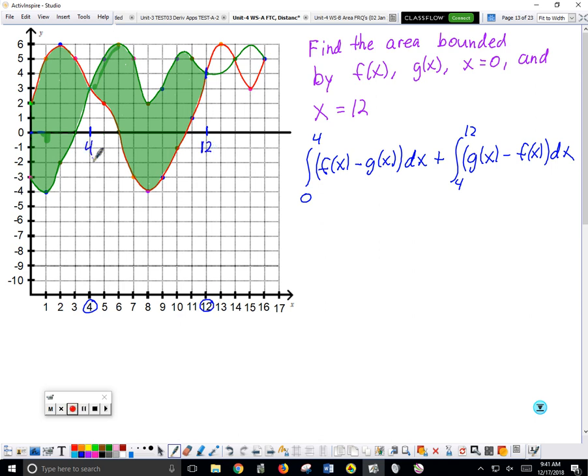So I integrate from 4 to 12. Now the top of every rectangle is formed by g, the bottom by f. So I switch it. 2 points for Cass. Anybody else? Please, go ahead.